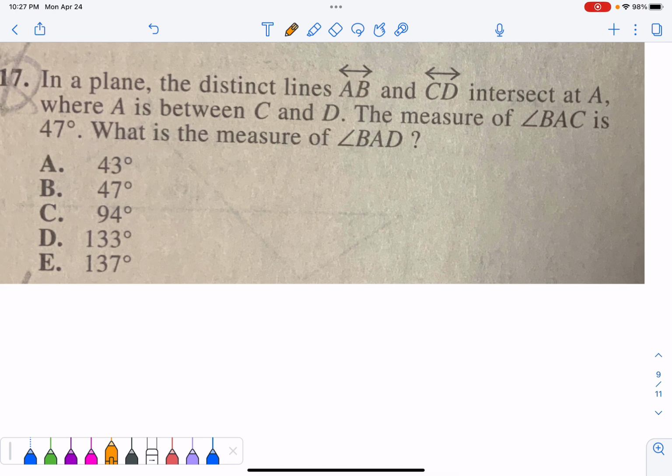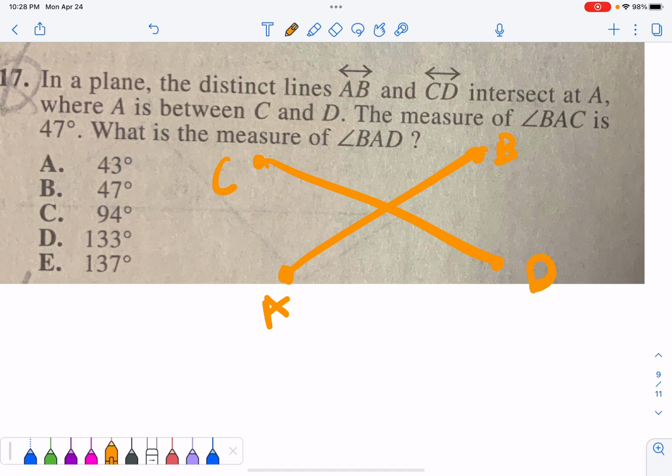This one does not have a picture. Draw a dang picture. In a plane, the distinct lines AB and CD intersect at A. Okay, it does not tell me what A, B, and C, D look like, so I'm just going to make them go like this. A, B, C, D, and they intersect. Oh, shoot. They intersect at A, where A is between C and D. Okay, so I'm going to erase this guy right here, and I'm going to say A is right here. A is between C and D. There we go. I'll fix it.